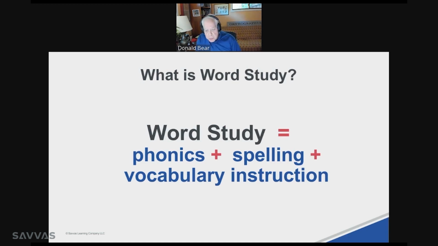And this is the most important slide of the whole talk, because when I'm teaching word study, I'm actually teaching phonics, spelling, and vocabulary. We can be more efficient in our teaching by combining the three. So when I'm teaching spelling, I may be teaching phonics, or I may be teaching vocabulary. And my job today is to show you how this formula manifests itself in your teaching.